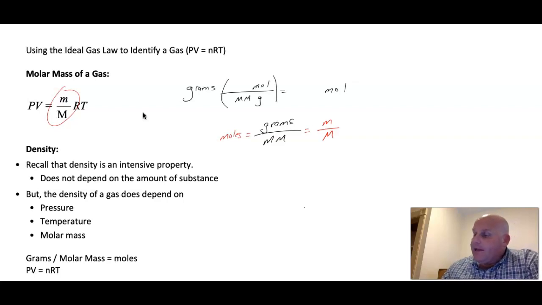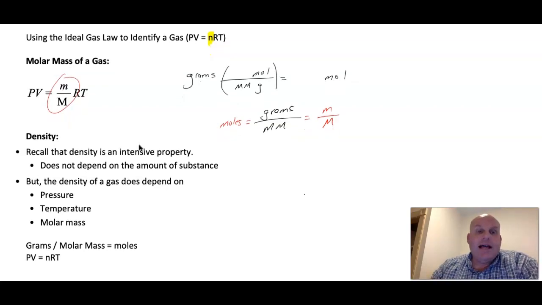I can then substitute that in for the n value in our ideal gas law equation, which I've done here. Relationships will allow us to solve for molar mass, and then if I have a molar mass and it's an elemental gas, I can look it up on the periodic table, or I could use that molar mass to help determine things like the empirical formula.